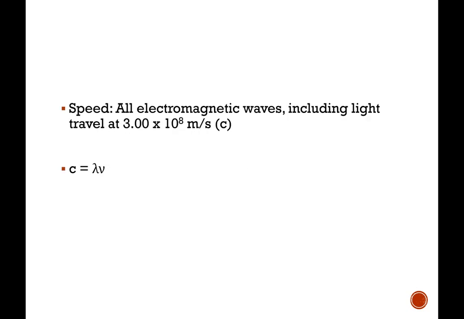The final characteristic of waves is speed. All electromagnetic waves, including visible light, travel at the same speed. They all travel at 3 times 10 to the 8th meters per second. The symbol for this is a lowercase c, and it is a constant. So using the fact that that is constant and that wavelength and frequency are inverse, we can derive this formula that says the speed of a wave, which again is constant, is equal to the wavelength times the frequency.